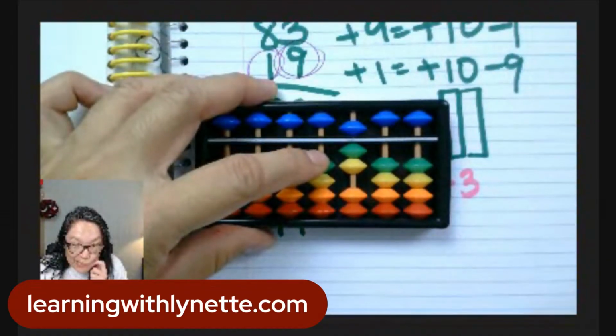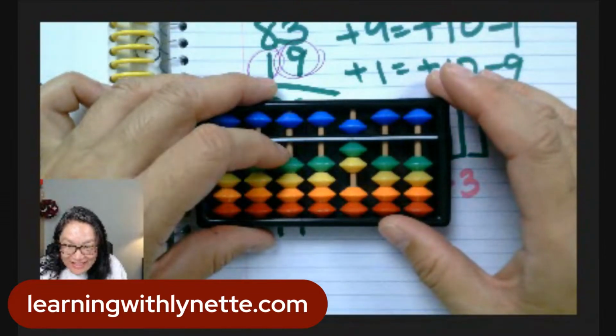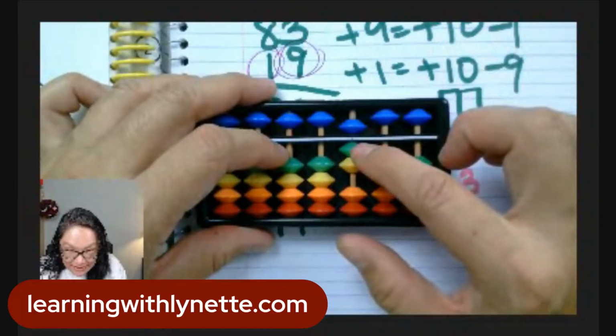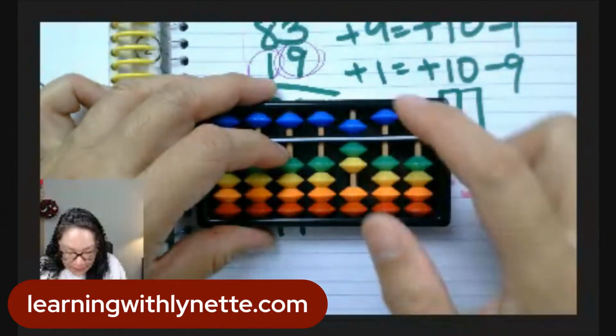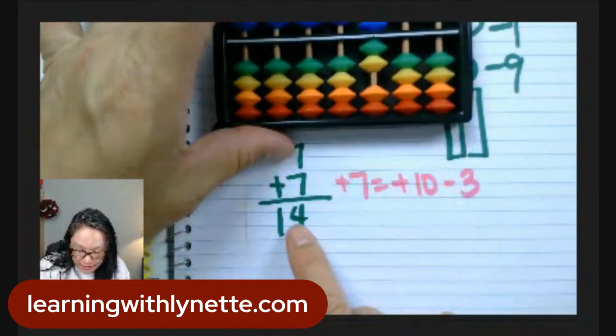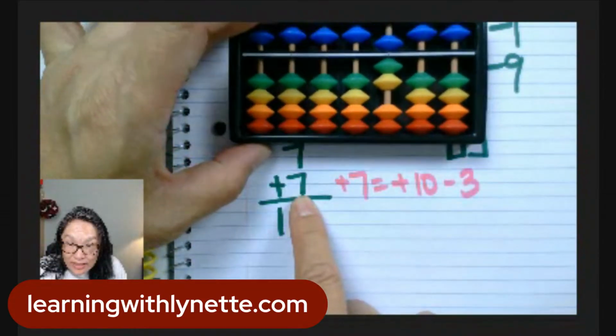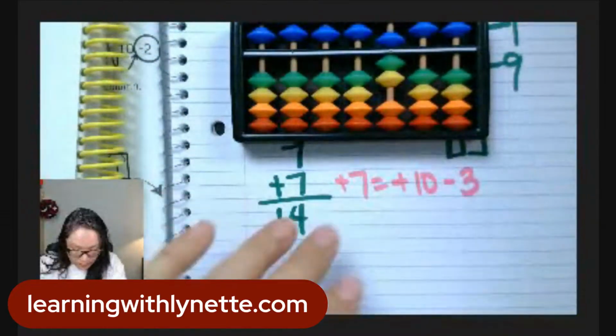Seven, right? Okay. 5, 6, 7. We have 7 here. So what we're going to do is add another 7. This is what we're going to do.